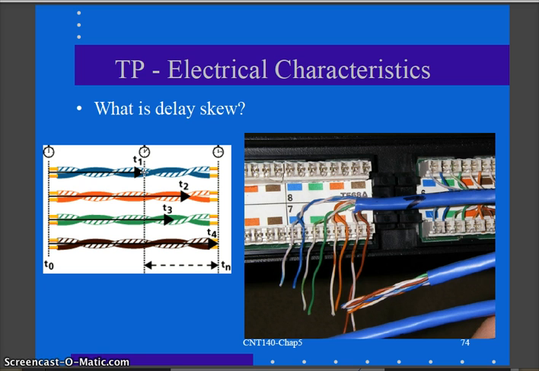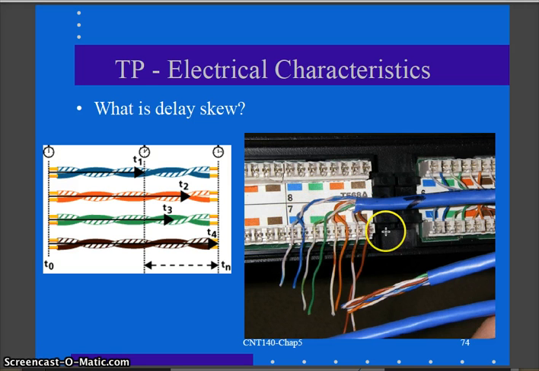And one thing that can cause that, if I look at the picture on the right, if I do a sloppy termination into my patch panel, I'm picking on some poor person that had this picture online. I just grabbed it offline. If I look at these brown wires over here, they're terminated nice and tight. And then I look at the brown wires way over here, they're longer.